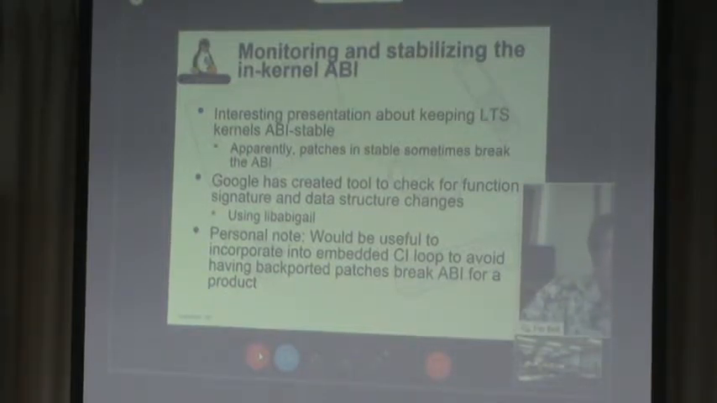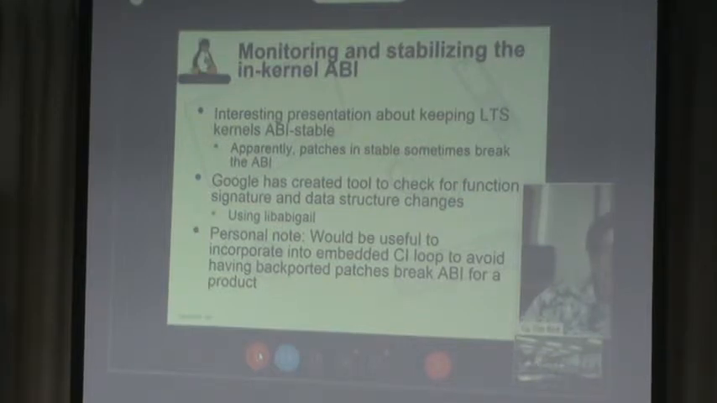So at the monitoring and stabilizing the in-kernel ABI session, this was an interesting presentation by Google about how to keep LTS kernels' ABI stable. Apparently, sometimes when patches are backported to the stable kernel releases, they will actually break the ABI, which means that theoretically, if you have a binary driver for something on your phone, a proprietary module or something, the ABI in the kernel will actually break just because of a patch that was backported. And so Google and other Linux vendors have to be very careful about applying patches. They have to check every patch that they apply, even if it's from the stable branch. So Google has been working to try to create stability at least within a single release.